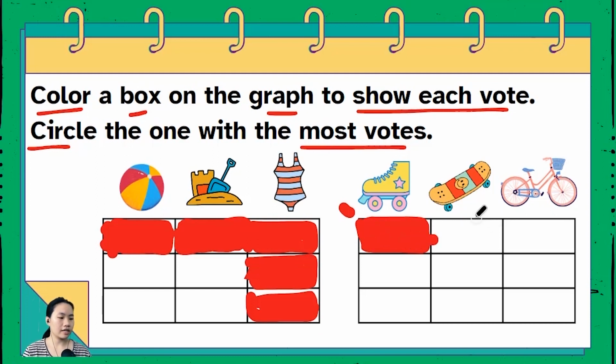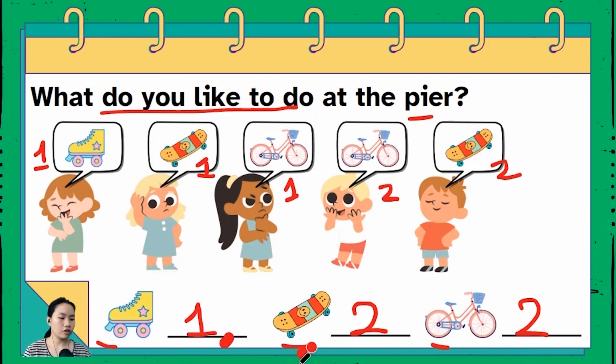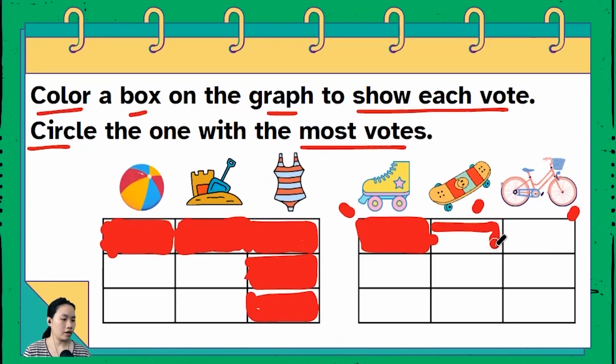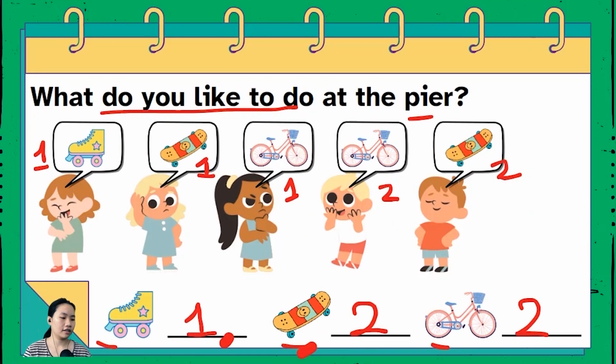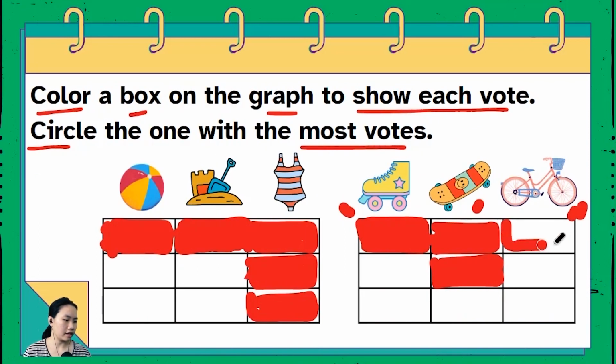Second to the roller skate is a skateboard. How many kids would love to skateboard instead of roller skate or bicycle? Do you still remember? There are 2, okay? 1 rectangle, 2 rectangles. Last but not least, the bike. How many kids would love to have the bike at the pier? There are 2 kids who would love to bike at the pier, okay? Once again, 1 rectangle, 2 rectangles.